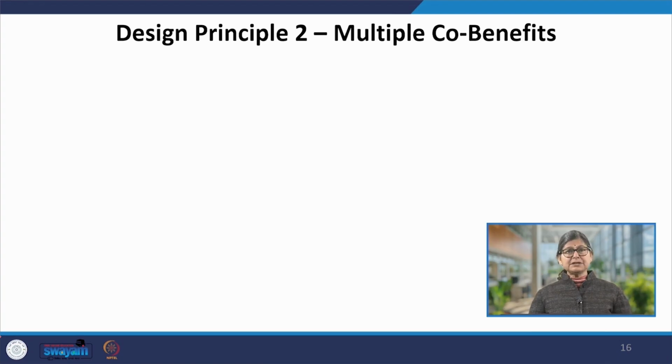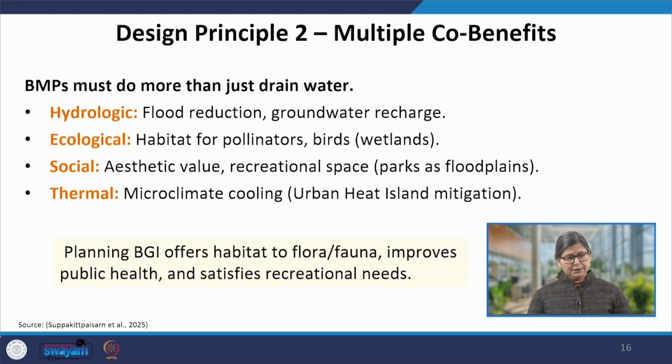Second design principle is multiple co-benefits. That has to be one of our very strong targets. BMPs must do more than just drain the water. Hydrologic: flood reduction, groundwater recharge. Ecological: habitat for pollinators, birds, and wetlands. Social: aesthetic values, recreational space, parks as floodplains. Thermal: microclimate cooling, and mitigating the UHI. Planning BGI offers habitat to flora and fauna, improves public health, and satisfies recreational needs.